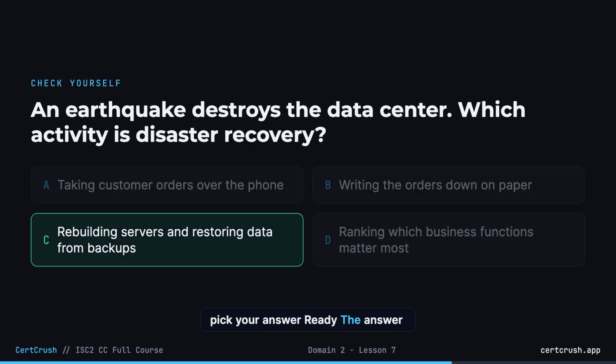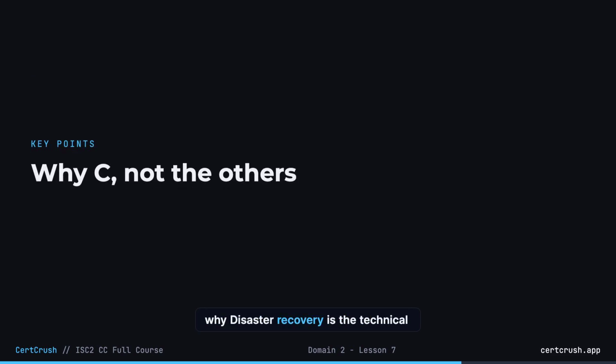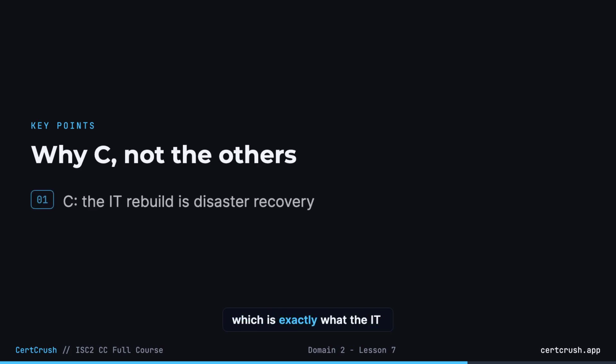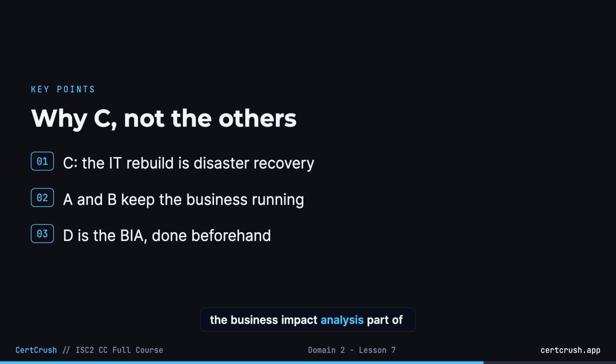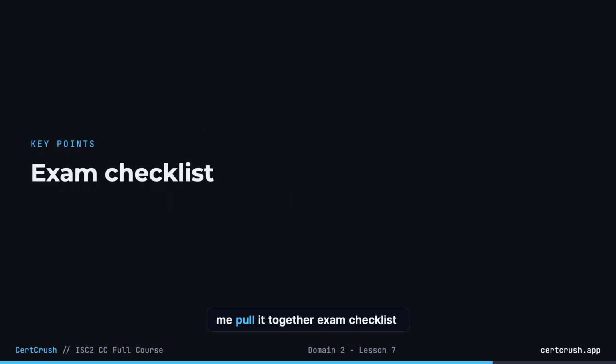Ready? The answer is C. Rebuilding the servers and restoring data from backups. Here is why. Disaster recovery is the technical restoring of IT systems and data, which is exactly what the IT team is doing. A and B are business continuity, keeping the business running while the systems are down, not disaster recovery. And D is the business impact analysis, part of continuity planning, done long before the earthquake, not during the rebuild.